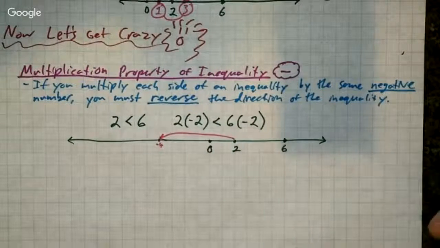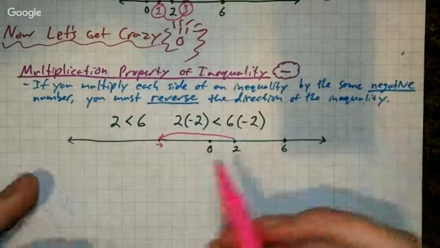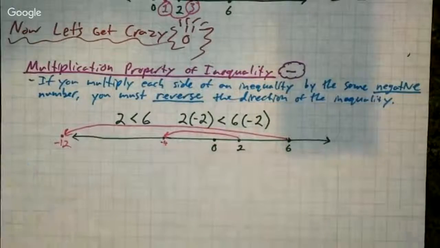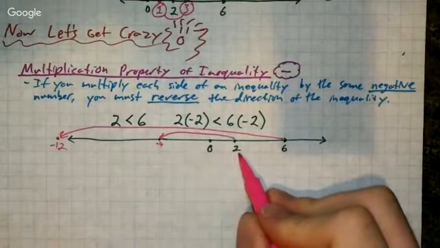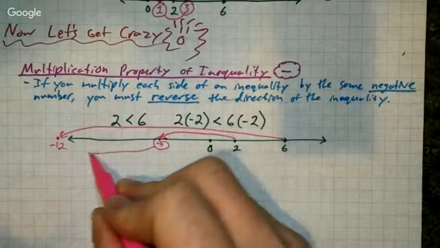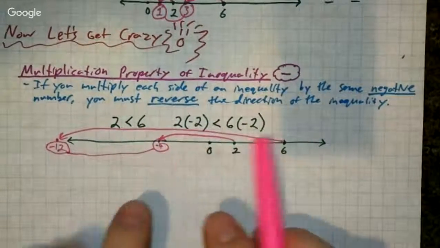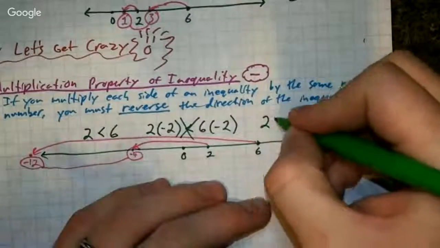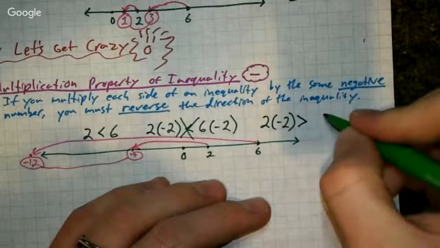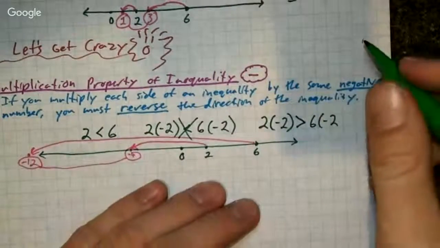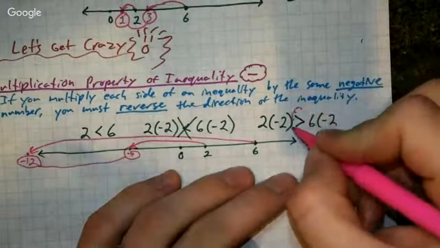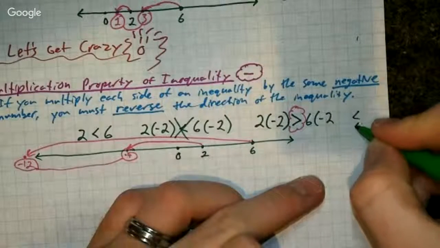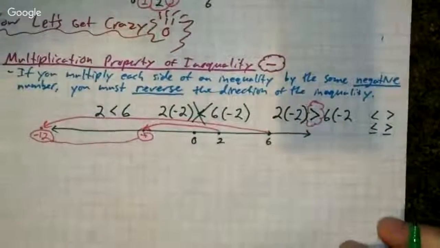Now, what about 6? 6 times negative 2 is 6 times 2 with a negative sign. 6 times 2 is 12. It's going to be negative 12. Oh, no, 12. 6 is going to become negative 12. Now, if you can see, the relationship has changed. 2 is less than 6 here. However, negative 4 is now greater than negative 12. It's on the opposite side. The relationship has changed. So what we need to do, this is incorrect. 2 times negative 2 is actually now going to be greater than 6 times negative 2. You can see that we have flipped this sign. And this works the same for less than or equal to, greater than or equal to. Okay, now that is a little crazy.